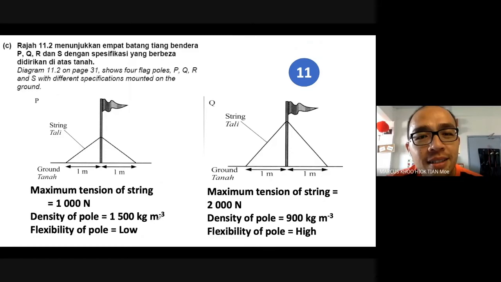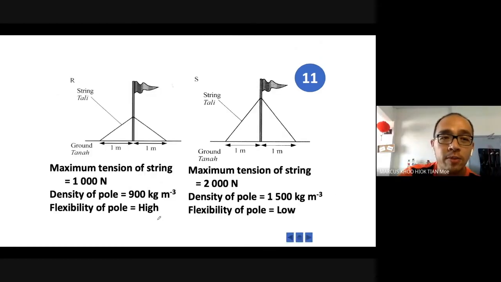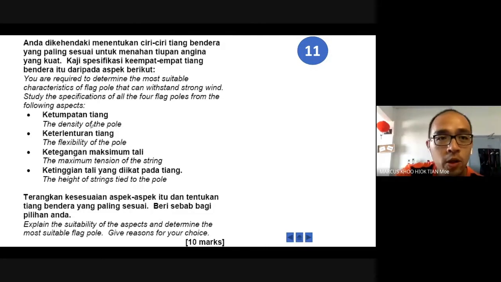Don't know. Okay, wait, sorry, I forgot to mention. We are going to explore this, and we want to find a flagpole that can withstand strong wind. This is our main purpose of choosing the flagpole. Which flagpole is the most suitable? Wilson's answer is high density, but he cannot really give a reason why.